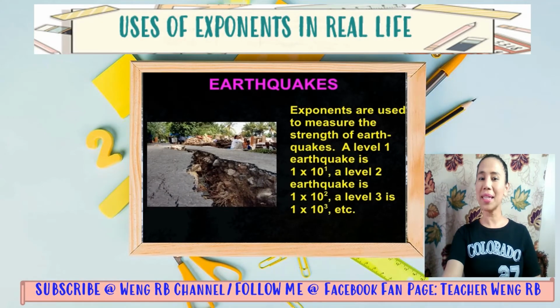Additionally, exponents are used to measure the strength of earthquakes. So a level 1 earthquake is 1 times 10 to the first power, and a level 2 earthquake is 1 times 10 to the second power, and so on.